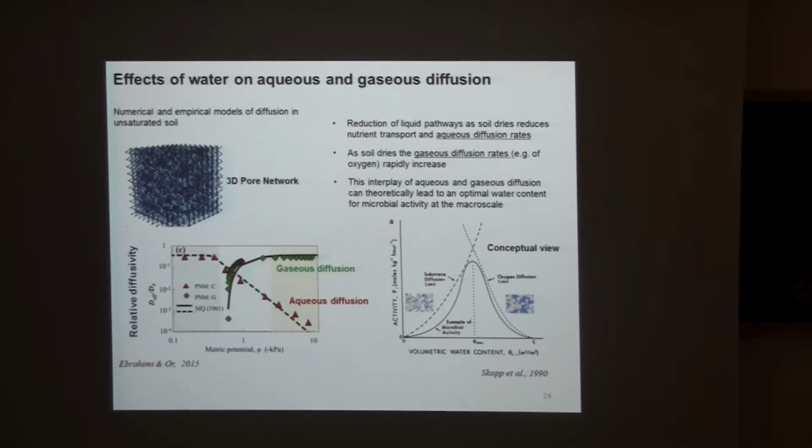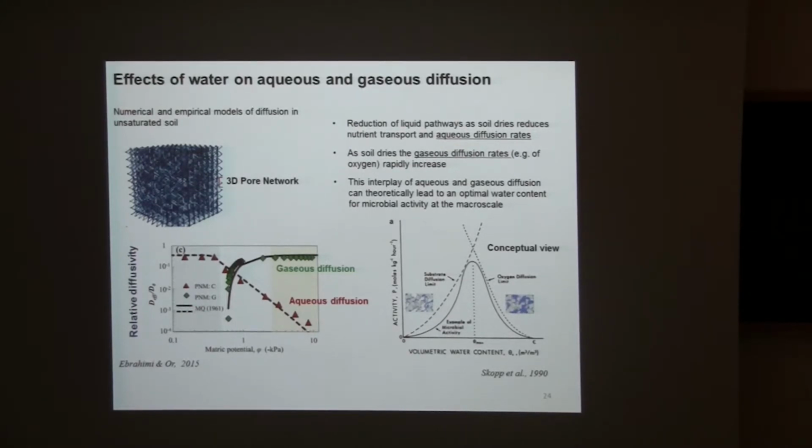And what Ali showed is that you have this decrease of the relative diffusivity of an aqueous environment as a function of the matric potential. And this was in pretty good agreement with an empirical model from the 60s.